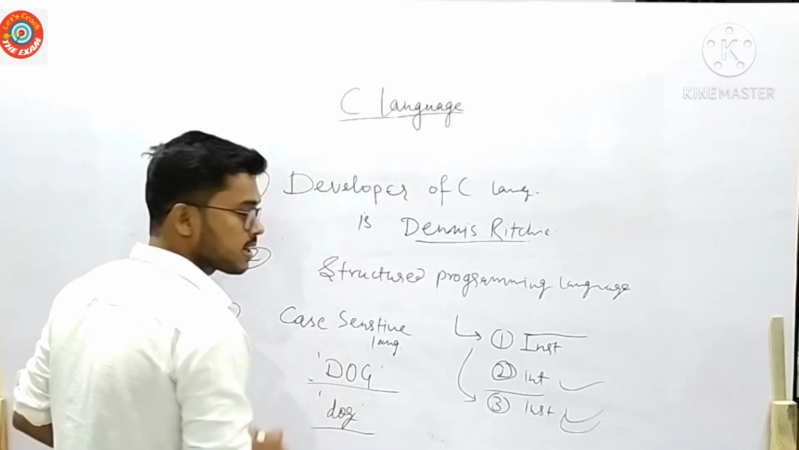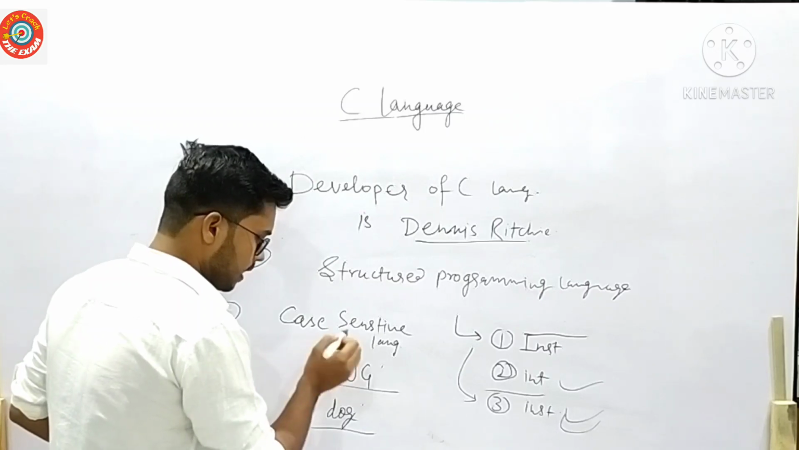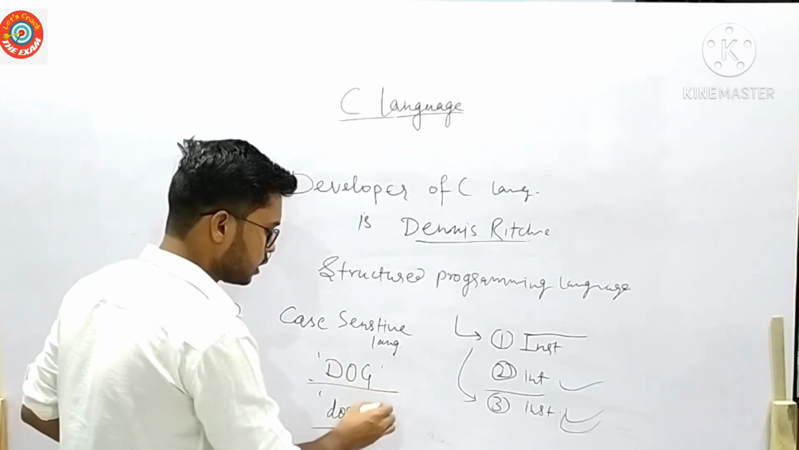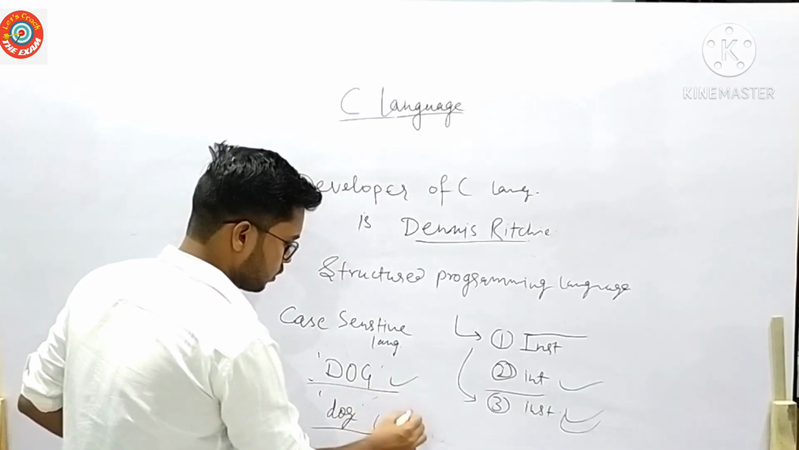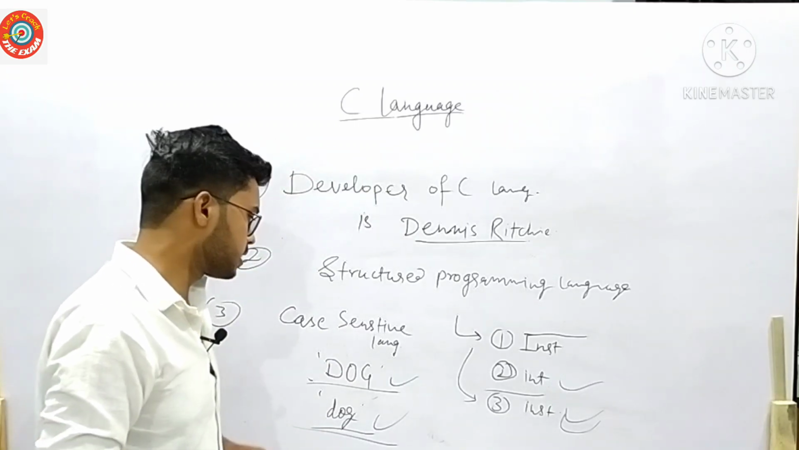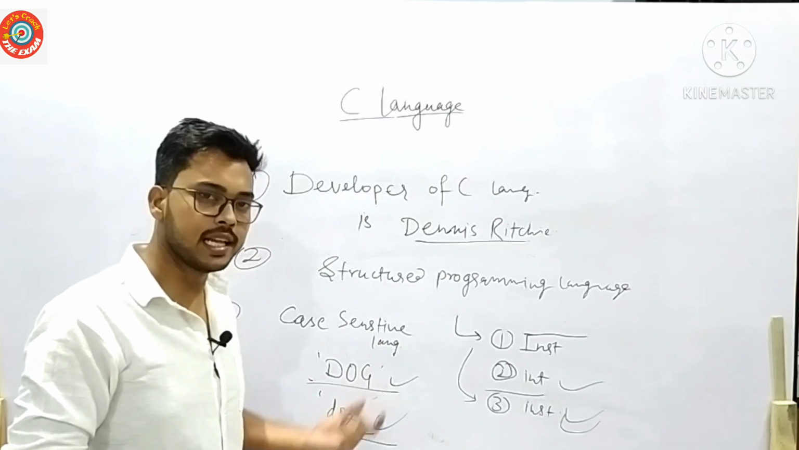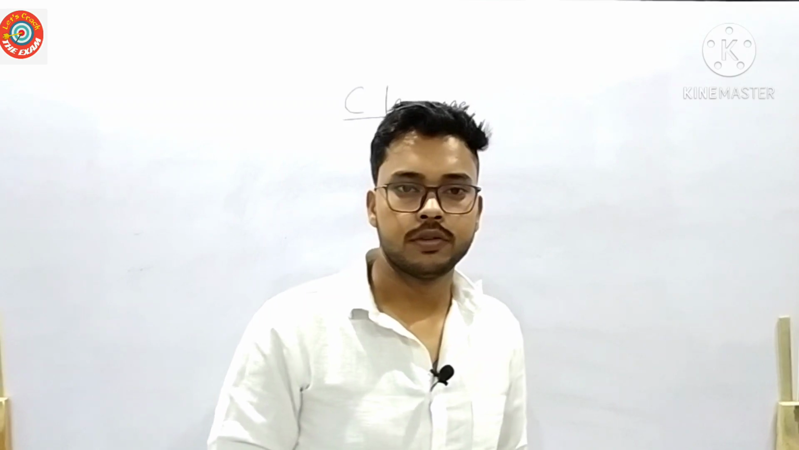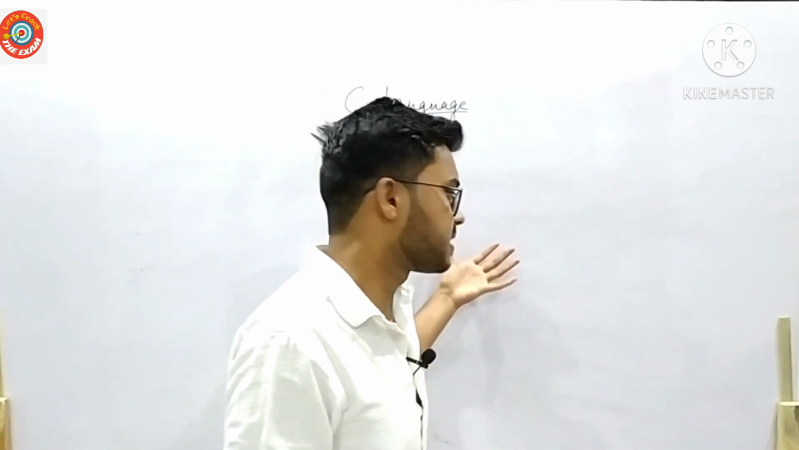because it is a case sensitive language, and in case sensitivity the uppercase letter and the lowercase letter are treated differently. So C language will treat these both dogs differently. Okay, so this is case sensitivity of a language. So C language is a case sensitive language. Okay, now we will see how to write a program in C language step by step.